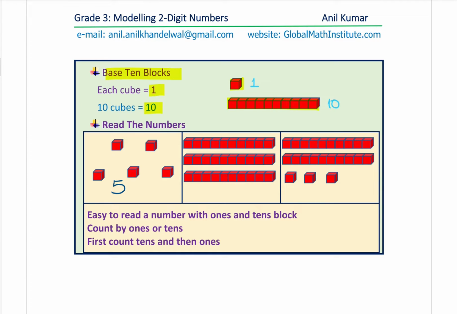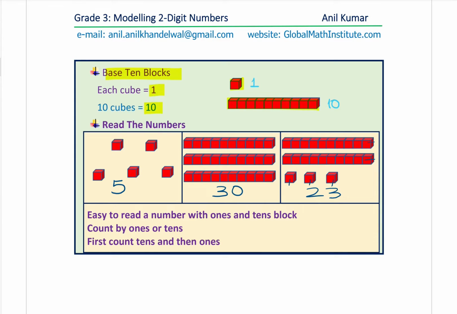Now in this case, you can count by tens. Since we have 10, 20, and 30, we can write this as 30, right? So that is how you can count our base 10 blocks. Now here we have two groups of tens. That means we have 10 and 10, 20, and then 21, 22, 23. So that becomes the number 23. Is that clear to you?